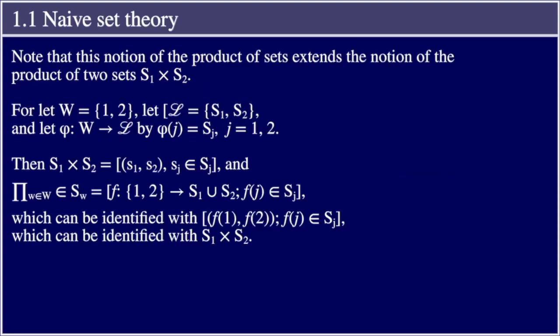Note that this notion of the product of sets extends to the notion of the product of two sets, S sub 1 cross S sub 2, for let W equal the set 1, 2. Let L equal the set of S1, S2, and let phi map W to L by phi of j equal S sub j, j equal 1, 2. Then S sub 1 cross S sub 2 is equal to the set of pairs S sub 1, S sub 2 such that S sub j is a member of S sub j, and the product pi indexed over W of S sub w is equal to the set f such that the pair 1, 2 maps to S sub 1 union S sub 2 such that f of j is a member of S sub j, which can be identified with the set f of 1, f of 2 such that f of j is a member of S sub j, which can be identified with S1 cross S2.